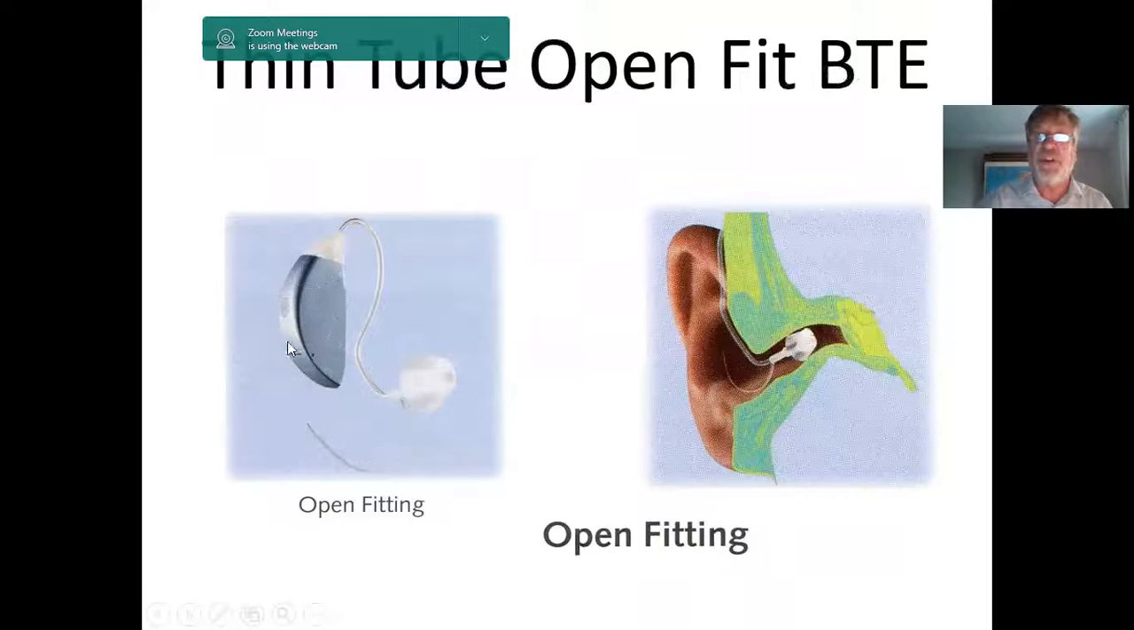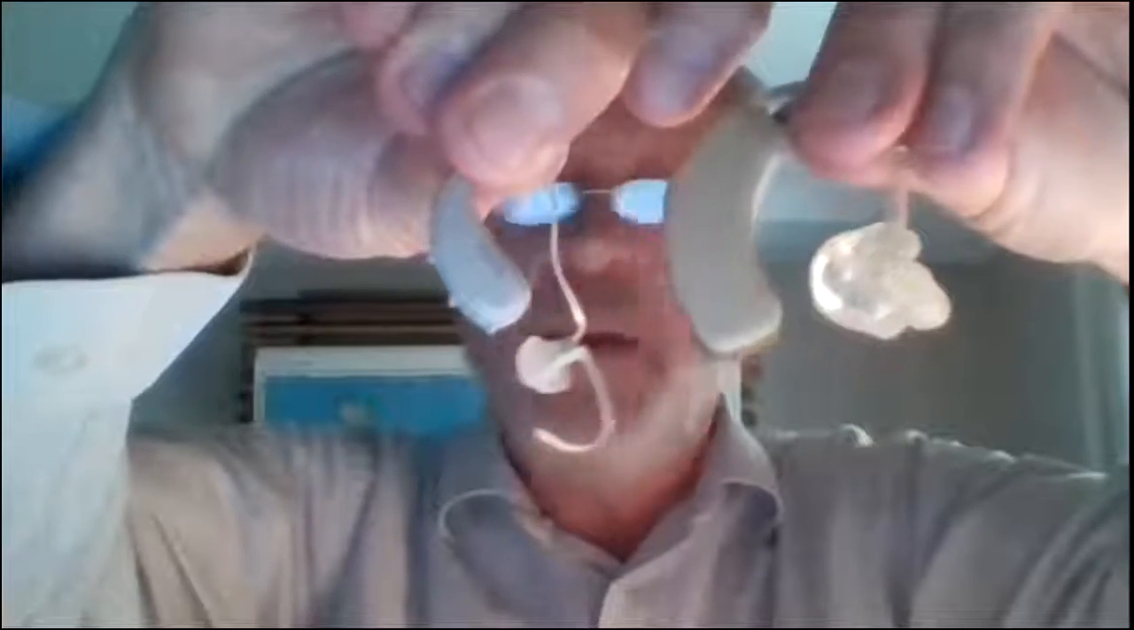They don't always have to look exactly like that, but the point is they are smaller than the beige big honkers like this. Look at the size of this compared to this. They're both BTEs, both behind the ear hearing aids. But you hardly see these anymore, only for high power hearing aids. This is by far the most common.